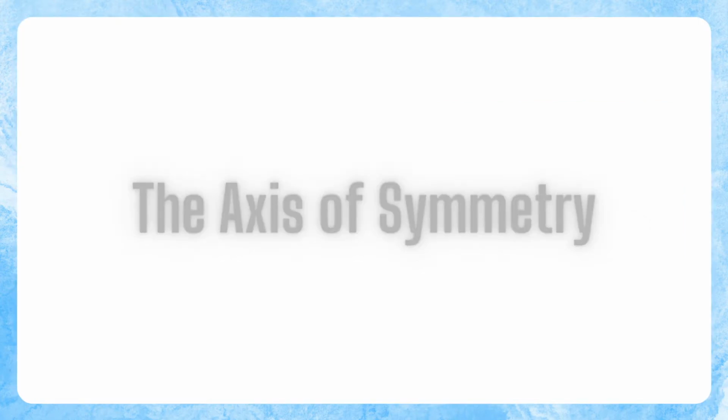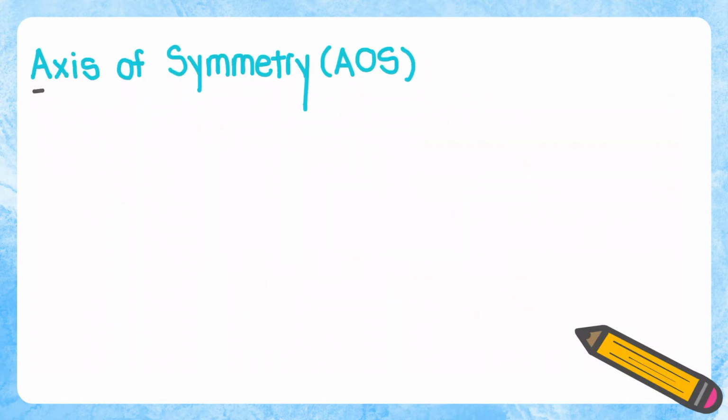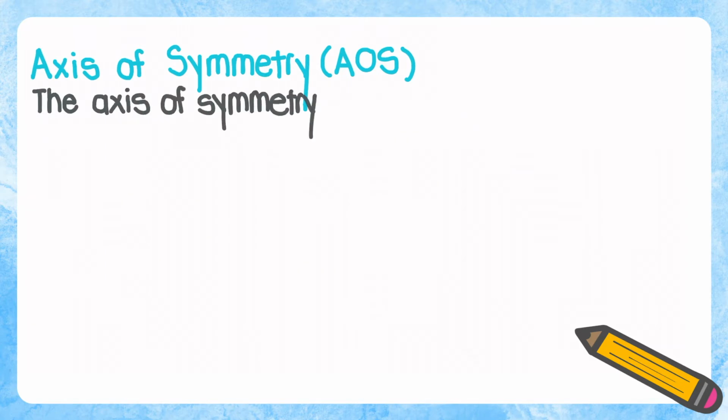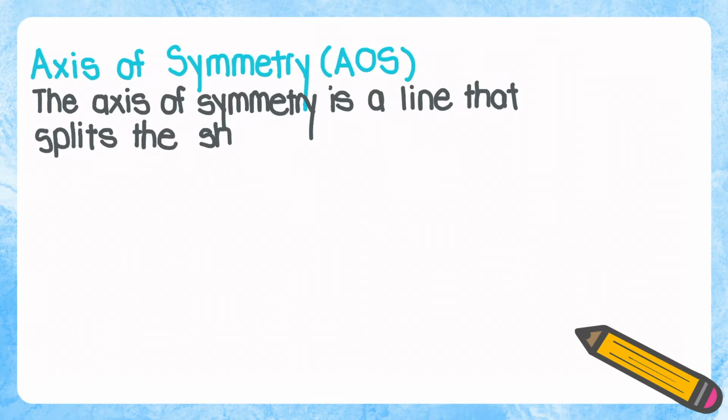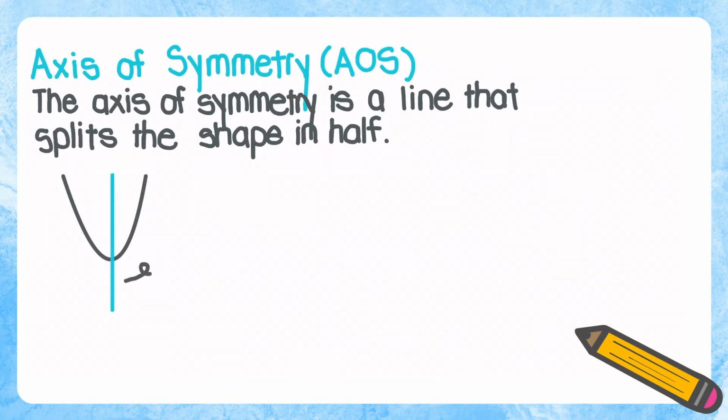So what is the axis of symmetry? Well, the axis of symmetry is basically a straight line that splits a shape in half, kind of like folding a paper in half. So let's say we have a parabola, so a quadratic function, and we draw a line down the middle. This is our axis of symmetry, the AOS.